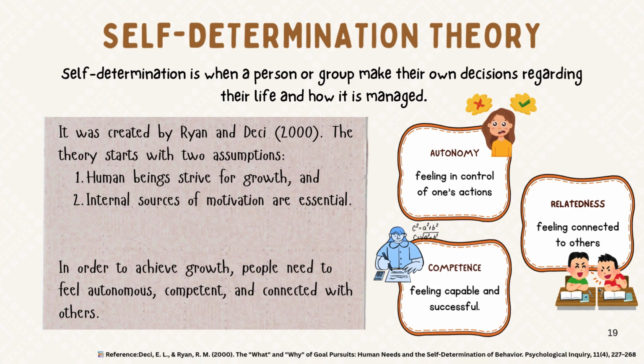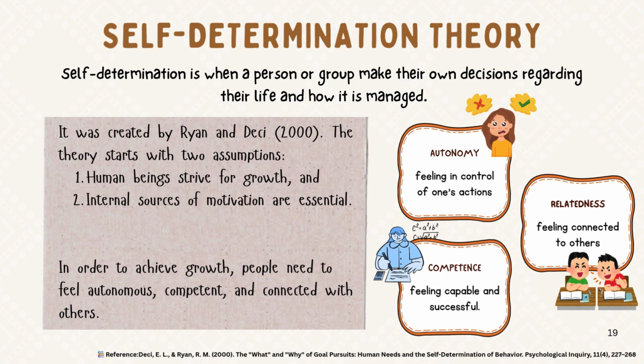So, it was created by Edward Deci and Richard Ryan in the year 2000. It focuses on how people are naturally motivated to grow, learn, and perform best when certain psychological needs are met. The theory begins with two main assumptions. The first one, human beings strive for growth. And the second one, internal sources of motivation are essential. So, in order to achieve growth, people need to feel autonomous, competent, and connected with others.